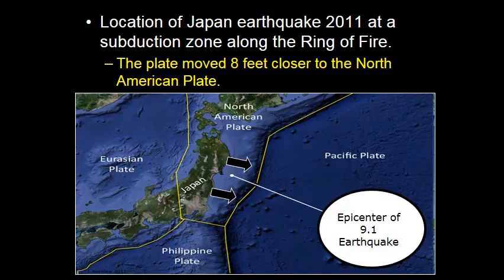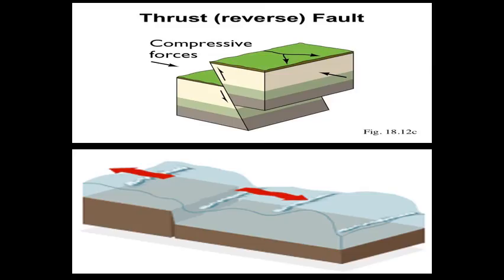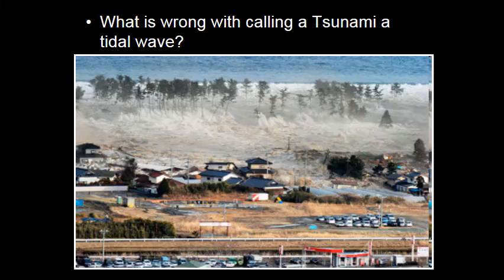After this earthquake happened, the plate actually moved 8 feet closer to the North American plate. That's a huge movement. Actually, thousands and thousands is not even the word here. Tens of millions of tons of rock all of a sudden moved 8 feet. That is a massive amount of energy and a massive amount of movement of Earth. So this was actually a thrust or reverse fault that made this happen.